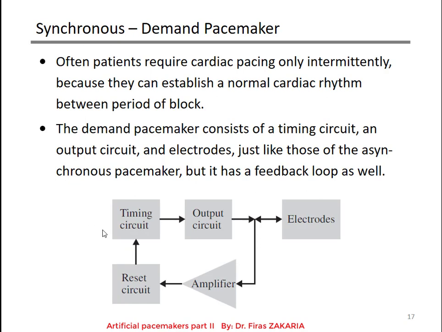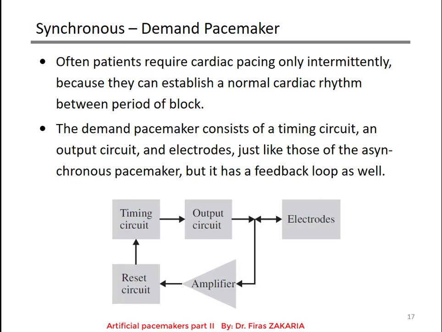However, if during this interval a natural beat occurs in the ventricle, this feedback circuit detects the QRS complex of the ECG signal from the electrodes, and then amplifies this QRS complex by passing the signal through an amplifier. The signal is then used to reset the timing circuit. So this is the case when the circuit detects a natural beat.